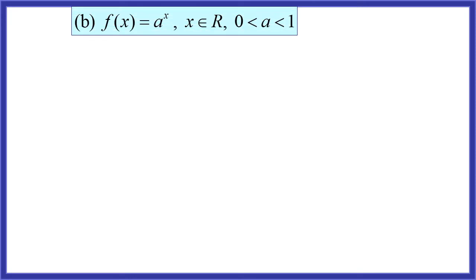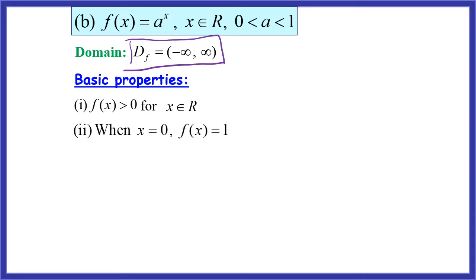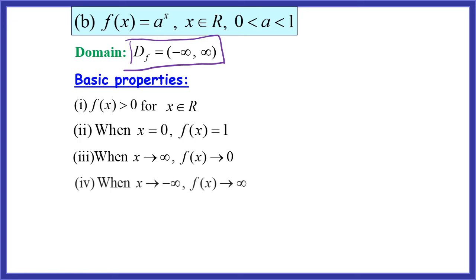Now for when a is in between 0 and 1, the domain is also negative infinity to infinity. It's always true for exponential functions. The basic properties: f(x) is always more than 0. When x equals 0, y equals 1. When x approaches infinity, f(x) approaches 0. When x approaches negative infinity, f(x) approaches infinity. So it will be the opposite.